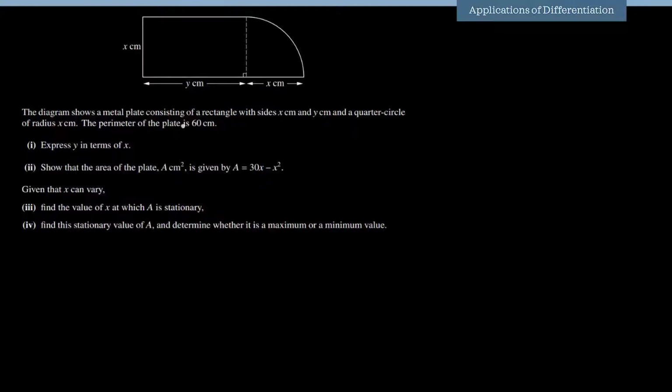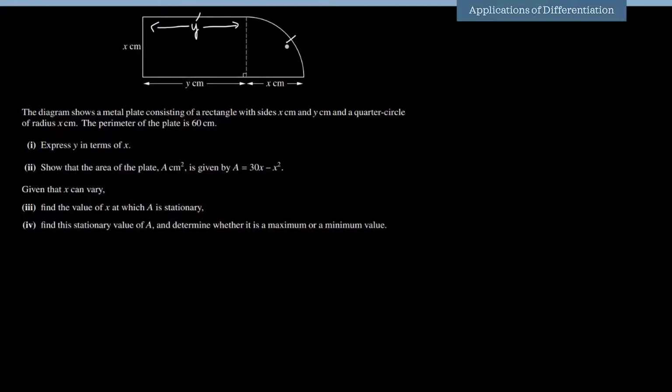The perimeter of this plate is given to be 60 centimeter, and in the first part of the question I need to express y in terms of x. So to do the first part, first I'll use the fact that the perimeter is 60 centimeter. These three sides are known, but this side and this curved side are not known. If this is y, then this would also be y.